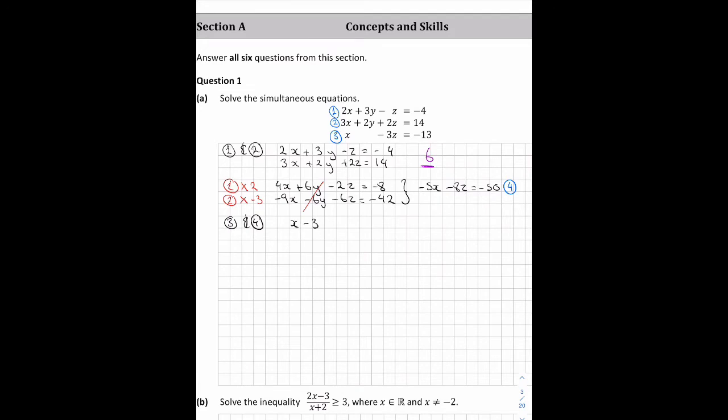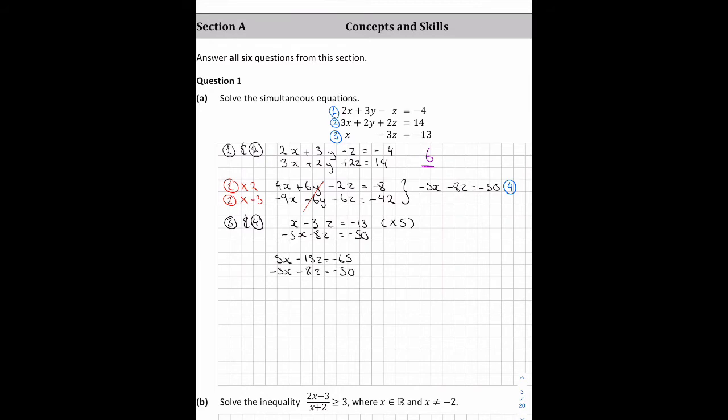So we've got x minus 3z is equal to minus 13, and we've got minus 5x minus 8z is equal to minus 50. If we multiply the top equation by 5, we'll get a 5x, which will cancel with the minus 5x below, leaving us just with an equation in z, which we can solve for z. So we've got 5x minus 15z is equal to minus 65, and then we've got minus 5x minus 8z is equal to minus 50.